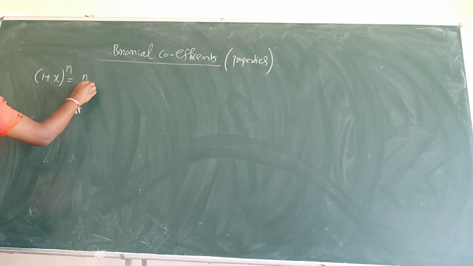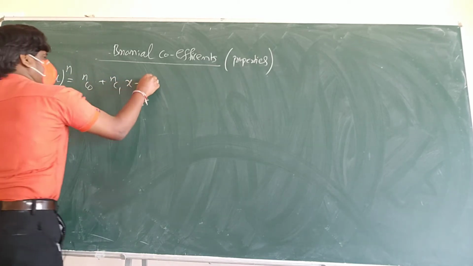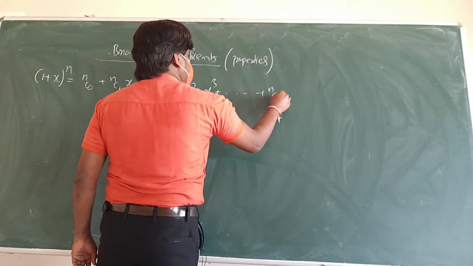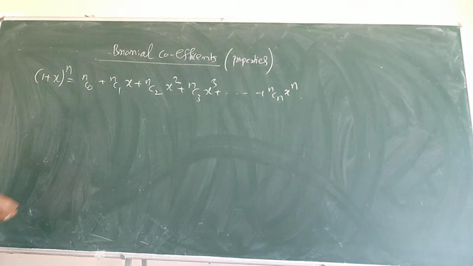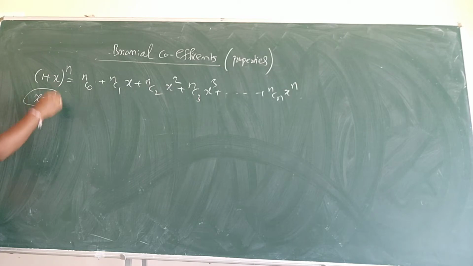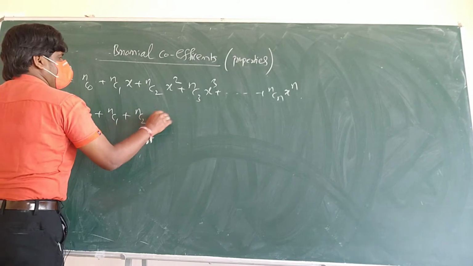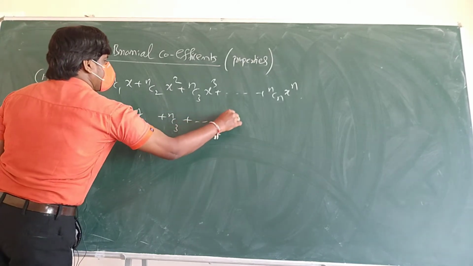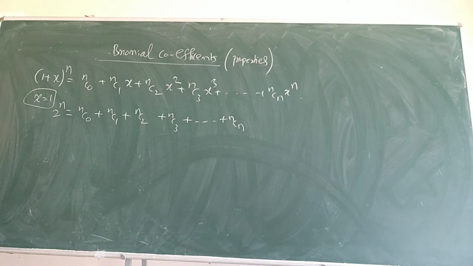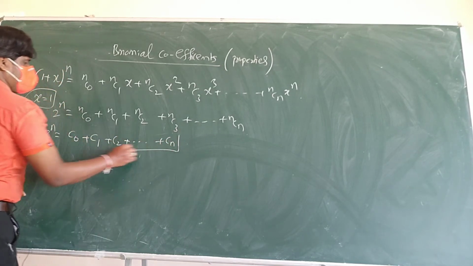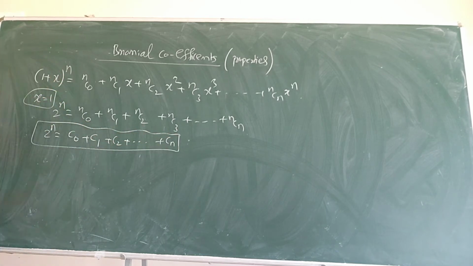See here, binomial coefficients are related to (1 + x) to the power n. Already you know that it equals nC0 + nC1 x + nC2 x squared + nC3 x cubed + and so on, plus nCn x to the power n. If I substitute x equal to 1, I will get 2 to the power n equal to nC0 + nC1 + nC2 + nC3 + and so on, plus nCn, because the x value is 1. This can be written as 2 to the power n equal to C0 + C1 + C2 + and so on, plus Cn. This is what you have to learn.